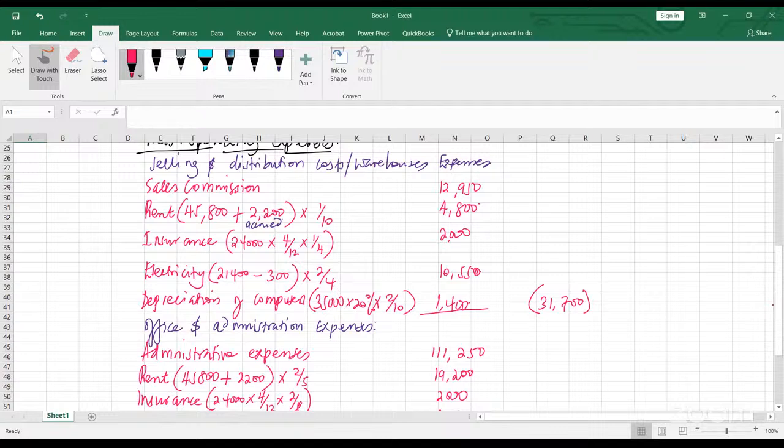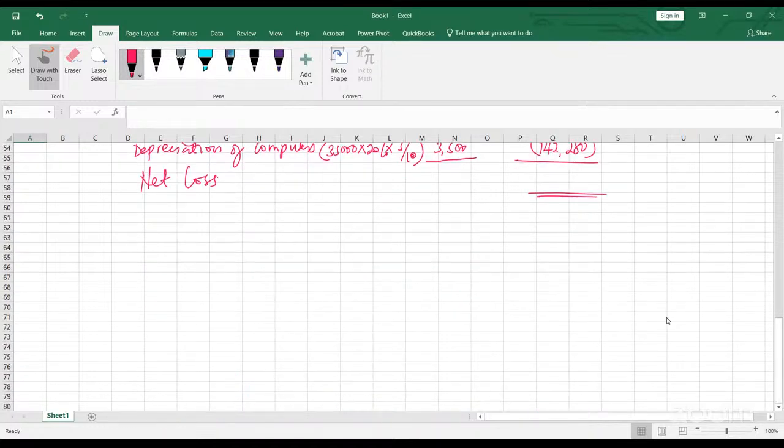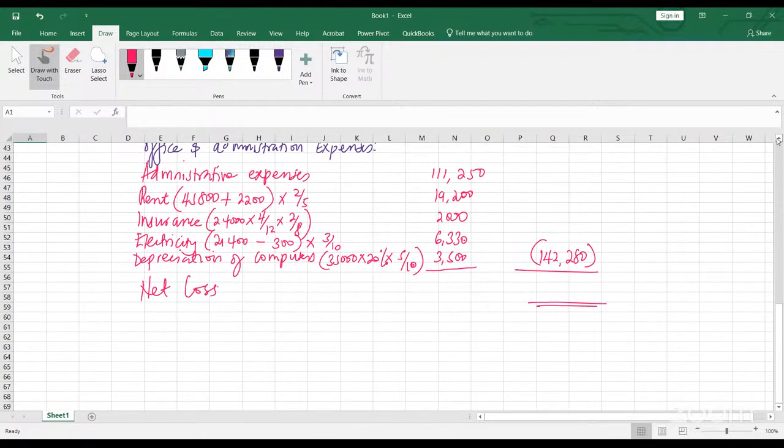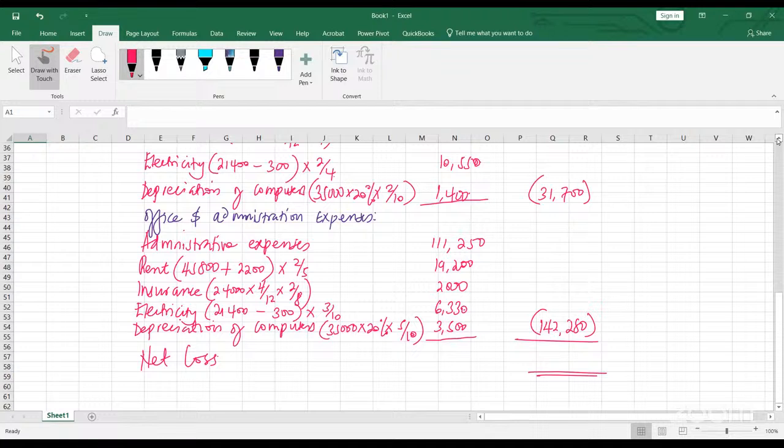How much will be the net loss? Members, let's try to find out the net loss. Christine, that is the total office and admin expenses, 142,280. Now I want to get the net loss. Get your gross loss, which you already have, minus all these costs, then we get our net loss.